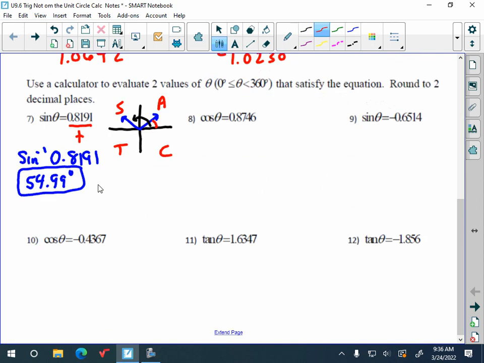Right? So this angle right here, which is 54.99, is the same as this angle right here. These are congruent angles. So if we know this is 54.99, we can take a whole 180 degrees, which is half a circle, and subtract this off. That's what this angle right here would be. So 180 minus 54.99. And so that's going to be 125.01. So that's what the second angle is.